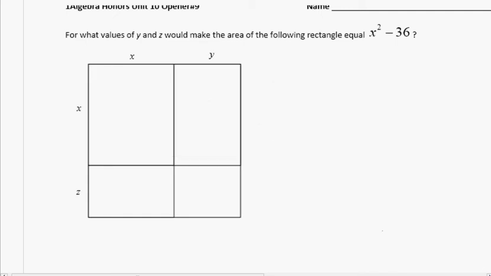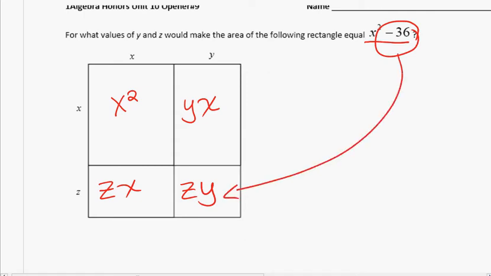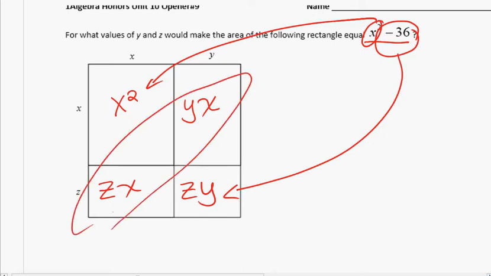In opener 9, we're going to extend the idea of opener 8 and see if we can find two different values now that give us the area to be x squared minus 36. So here I have x squared, here I have yx, here I have zx, and here I have zy. And again, the negative 36 comes from that. The x squared comes from the first box. And the combination of these two boxes need to knock each other out.